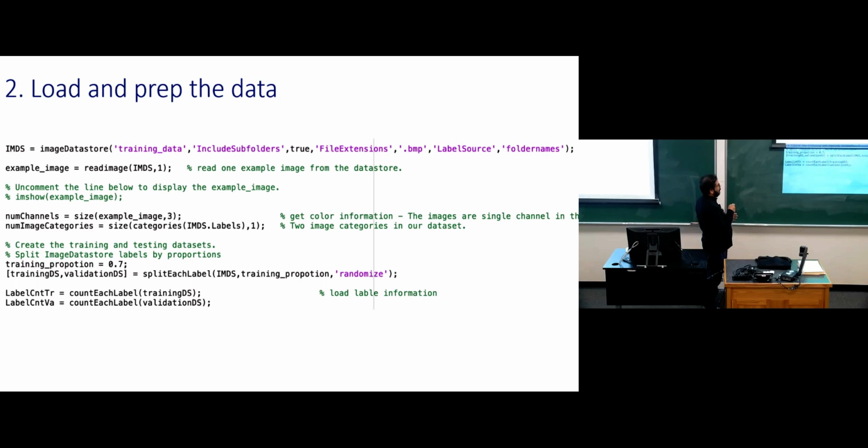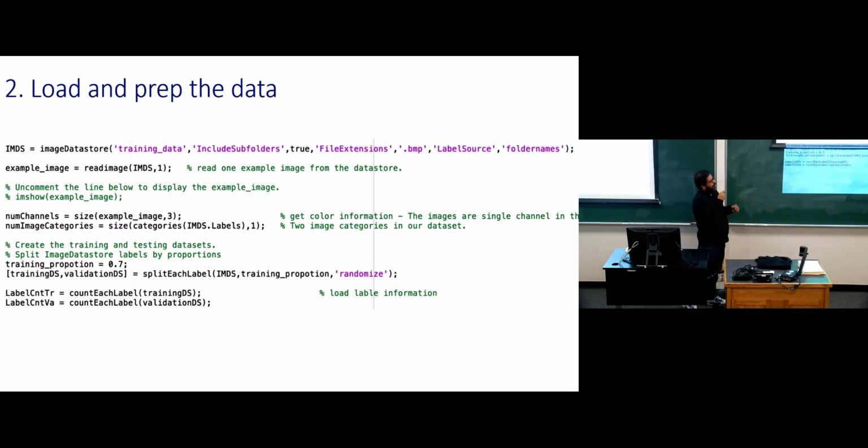So we are calling image data store, and what we are passing is the name of the folder which contains the training data. We are setting an option to include the subfolders to be true because our directory is structured such that the data is actually contained in subfolders. I am informing the data store that all the extensions are bitmap .bmp. And finally, here's where the magic happens.